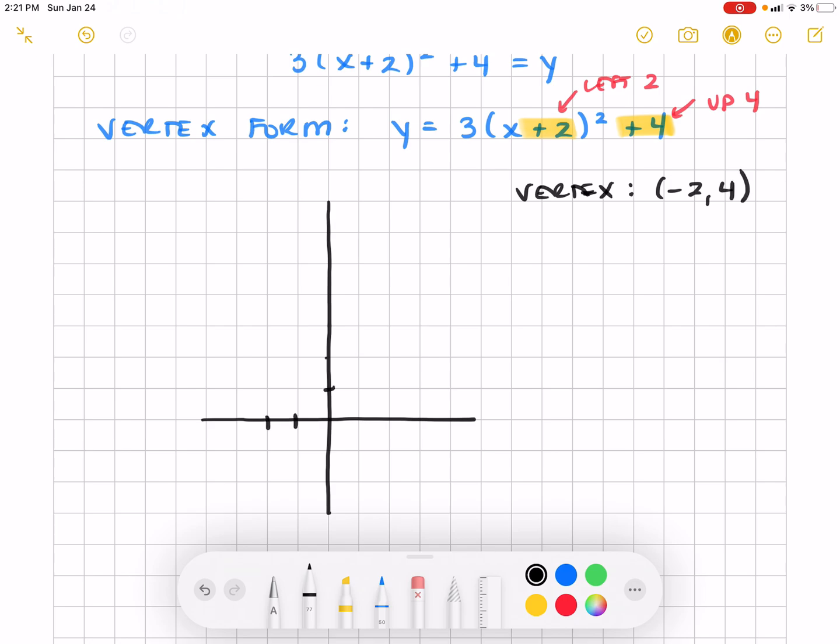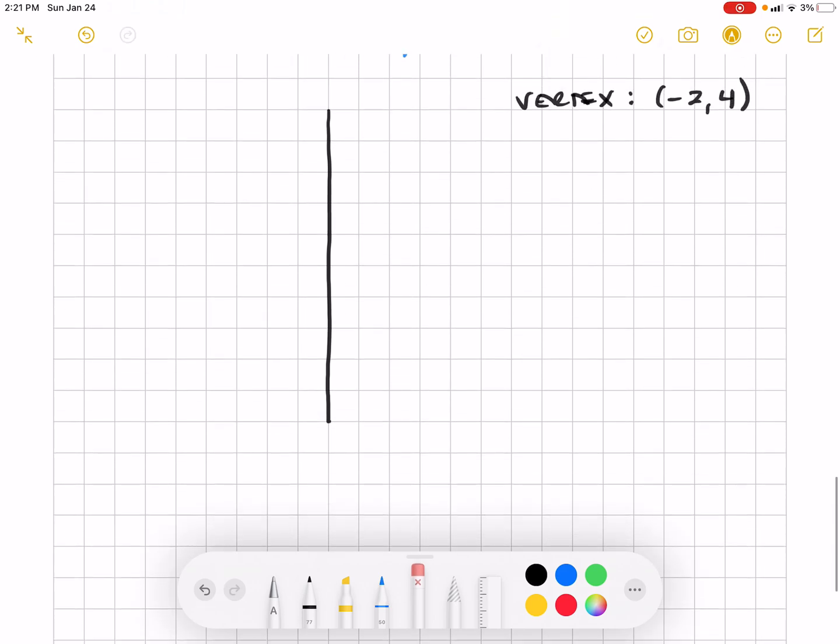Negative 2, 1, 2, 3, 4. You know what? I can already tell that I'm going to need a little bit more space. So I'm going to do this. I don't know if I have quite enough room here, but we'll make the best we can. All right, we'll put this right down here at the bottom. Okay, so negative 2, 1, 2, 3, 4.